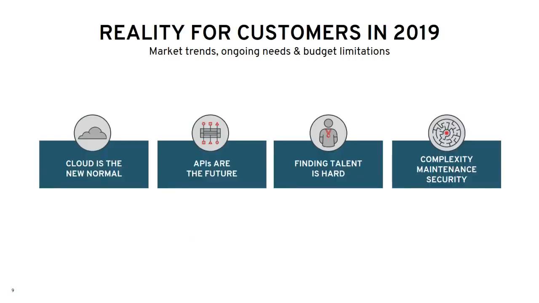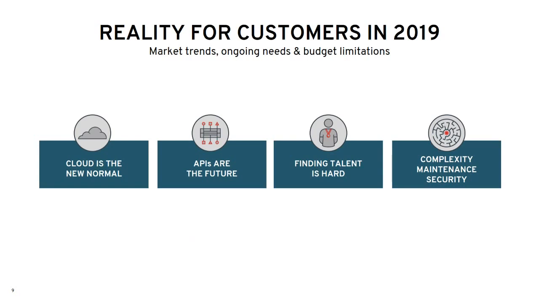So, the reality for customers in 2019: market trends, ongoing needs, and budget limitations. Cloud is the new normal. Now everybody is talking about cloud as the new normal. This is the current trend, which is leading towards the cloud business, right? We are talking about the new normal, not normal, new normal. Everybody is talking about cloud. Cloud is a new trend.